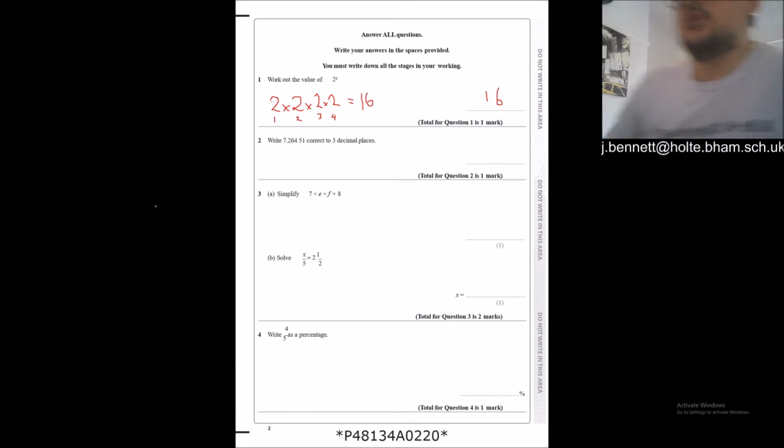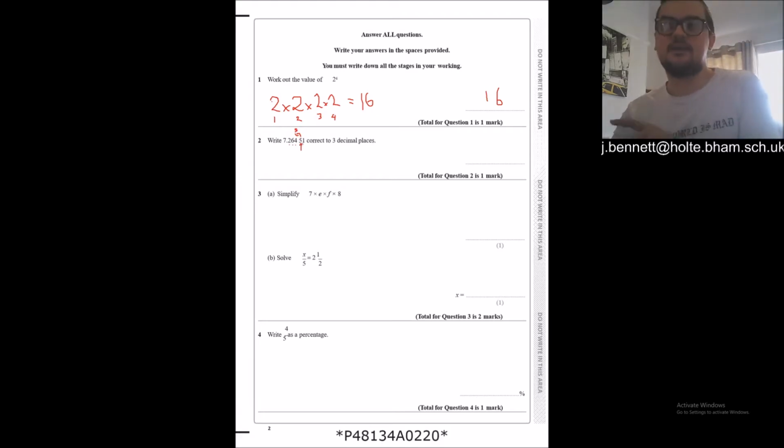Right, 7.26451 corrected to 3 decimal places. So if we look at our 3 decimal places, we have 2, 6, and 4. But we're going to look at the 4th decimal place and see, are we going to round up or are we going to round down? Now it's a 5, so we're going to round up. So we look at this 4 here, that becomes a 5 because the 5 from the 4th decimal place means that we round it up. So we get 7.265, and that is 1 mark.